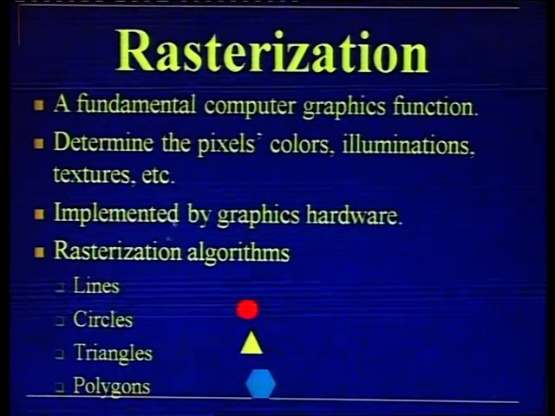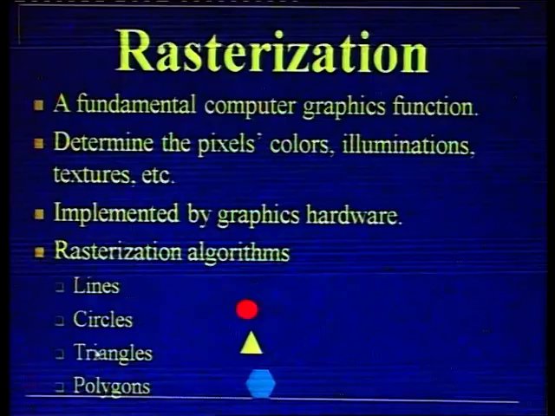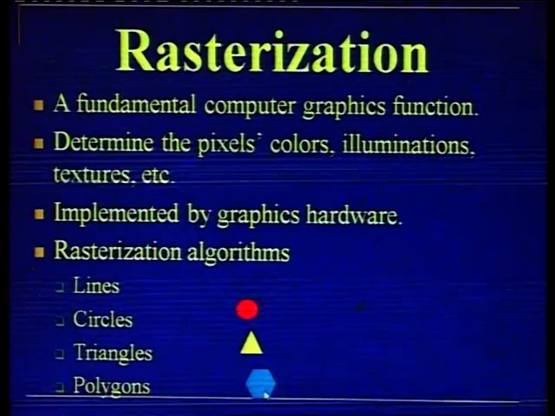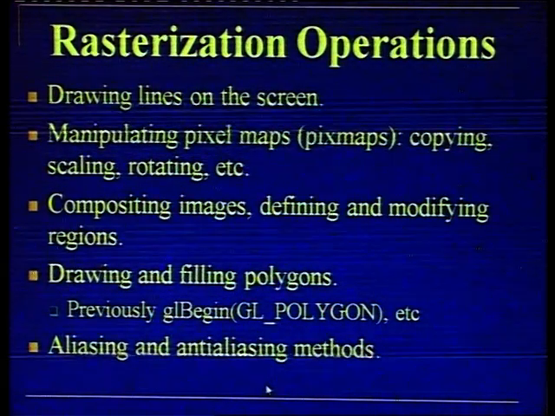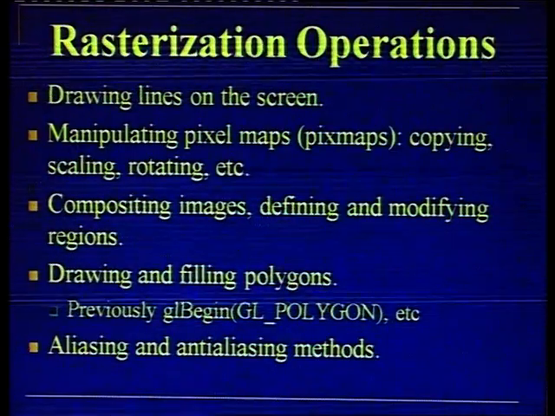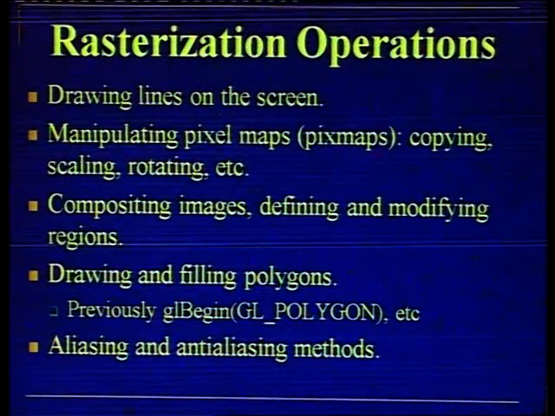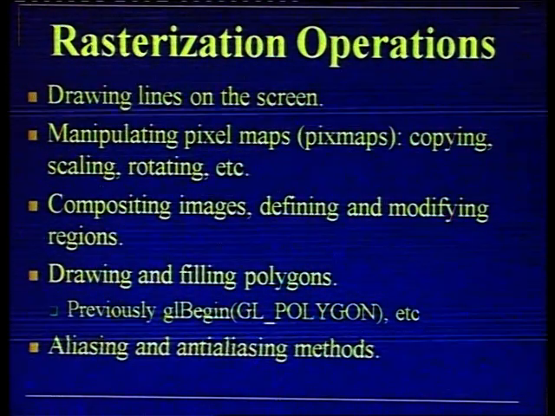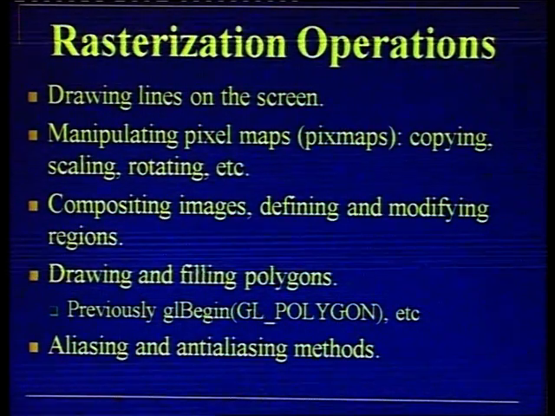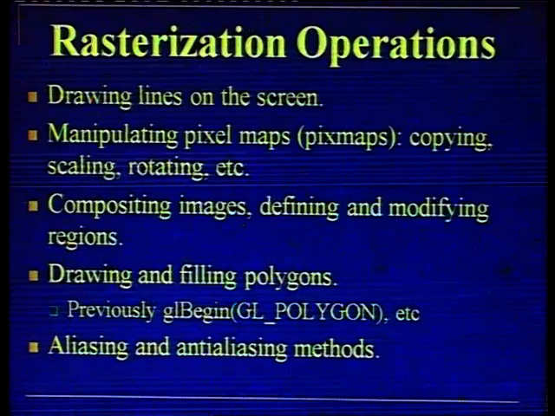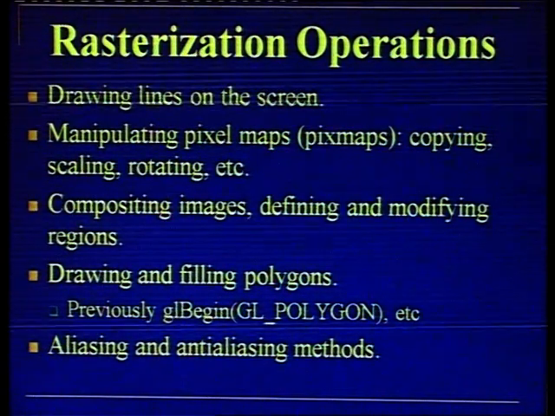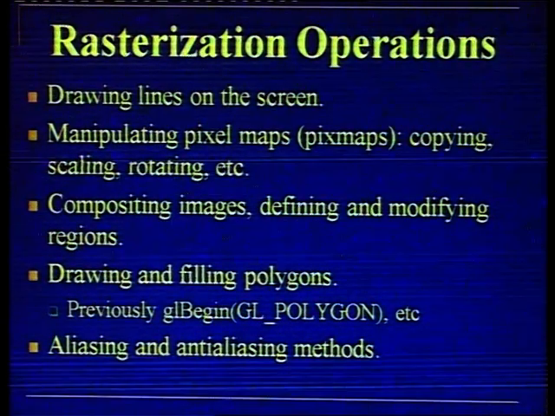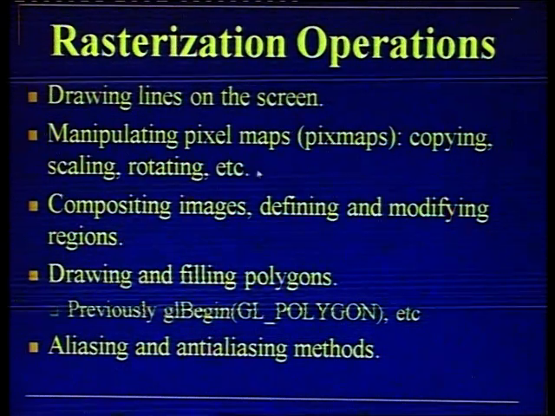Then the rasterization algorithms are used to draw the lines, circles, triangles and polygons with the different colors or with the different illuminations, etc. Then the rasterization operations, how this rasterization is used in various operations. With the rasterization, we can draw the lines on the screen, we can manipulate the pixel maps, copying, scaling, rotating, transforming, all the transformations we can apply with the help of rasterization. We can change the position of one line, one output primitive, from one place to another. For that we can do that with the help of rasterization.